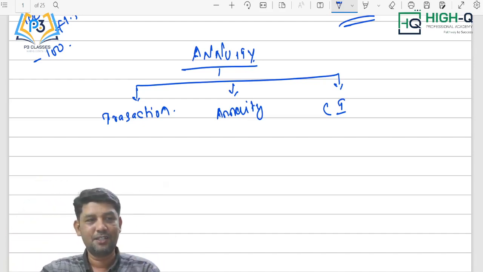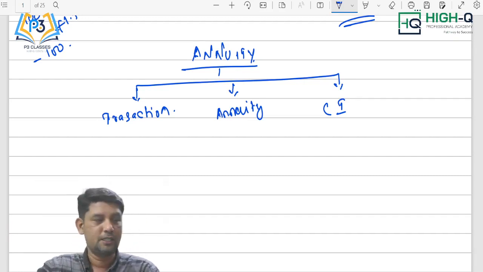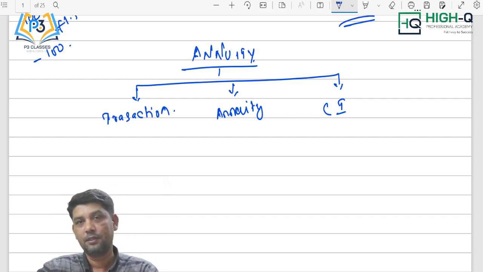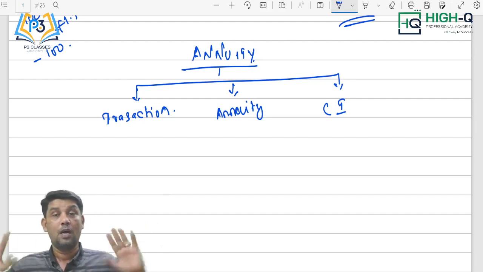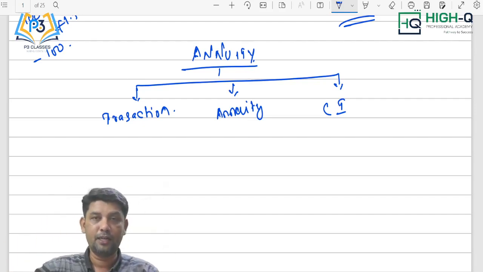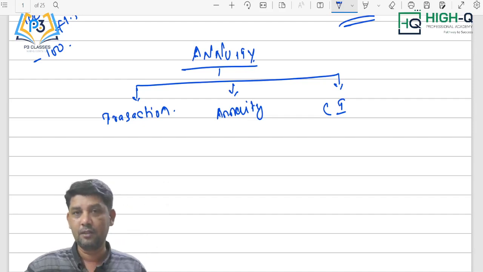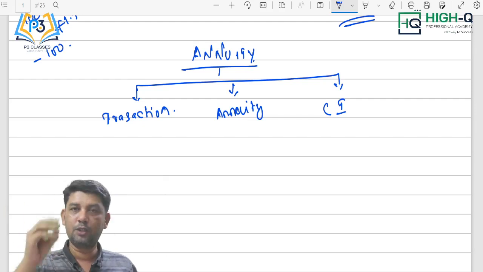What is a transaction? According to me, with my basic small knowledge, there are 2 types of transaction in this world. Whenever I use money, there are only 2 transactions. I'm not a great chartered accountant, and I'm not great in financial aspects. But from a layman's point of view, I'm using money for only 2 transactions: when I invest in something, and when I borrow from someone.